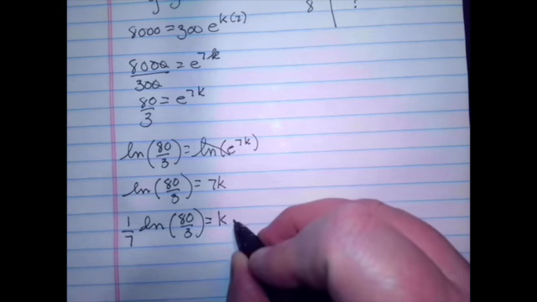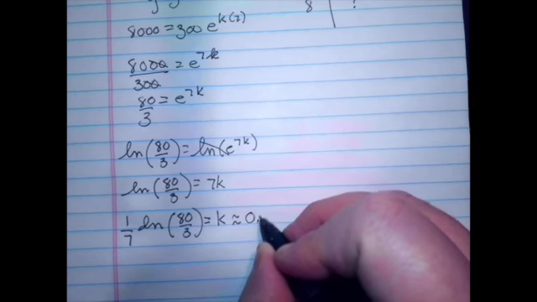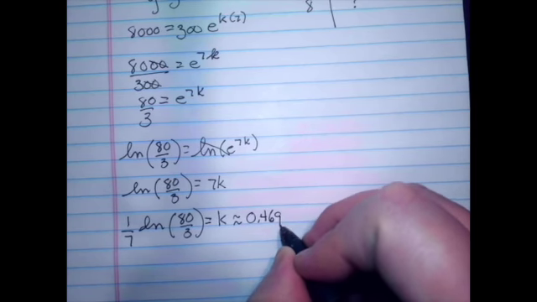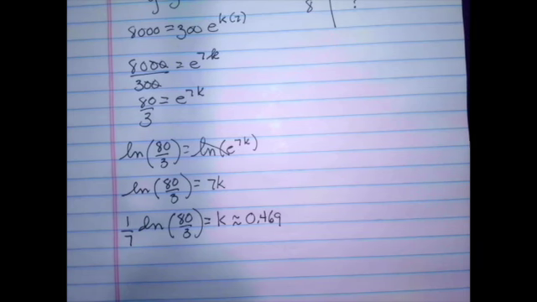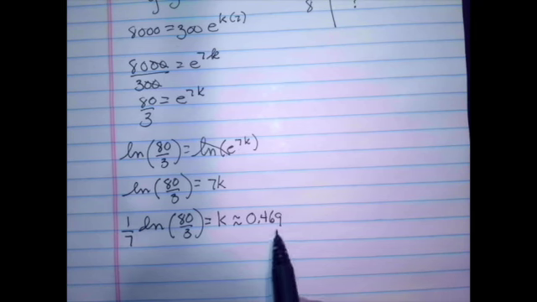And we get k is equal to 1/7 the natural log of 80 over 3. Now, I've already calculated this value to be approximately 0.469. The more decimal places, the more accurate, up to a point, and then probably the additional digits are going to be useless. But I think this is a good compromise.